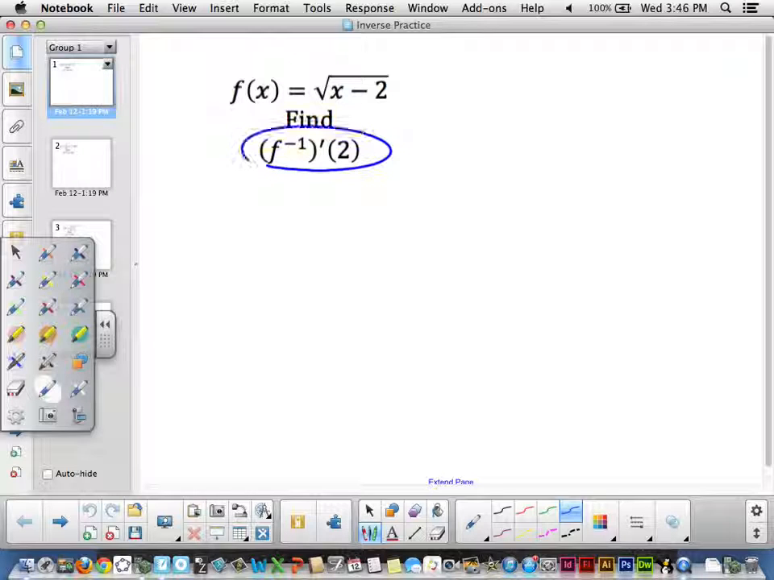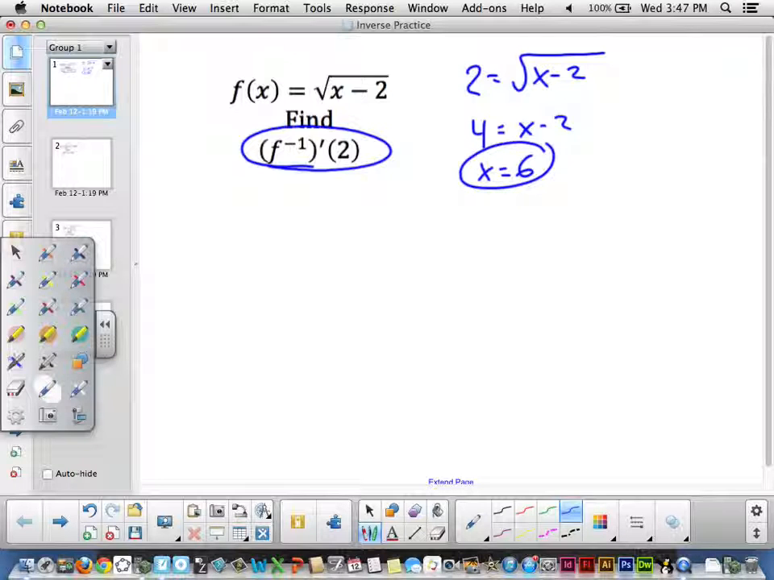Right here, this is telling us that we're finding f inverse prime of 2. It's x in the inverse, but since inverse means opposite, in the original function it's going to be the y. So we're going to need to find the y in the original function. So we'll do 2 equals the square root of x minus 2 and solve for x. We'll square, we get 4 equals x minus 2, so x equals 6. So the point that we're talking about is the point (6, 2), but in the inverse, it's the point (2, 6).